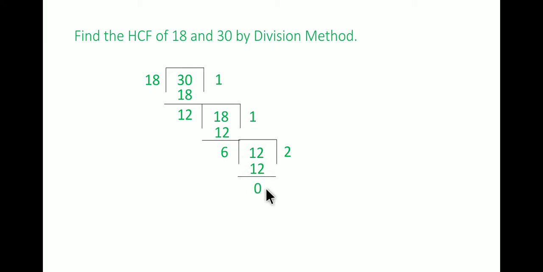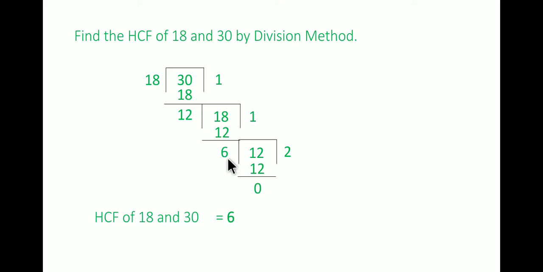When the remainder comes out to be 0, when it cannot divide further, the divisor which divides and brings the remainder to 0 becomes the HCF. So over here, HCF of 18 and 30 is equal to 6. This 6 becomes the HCF.